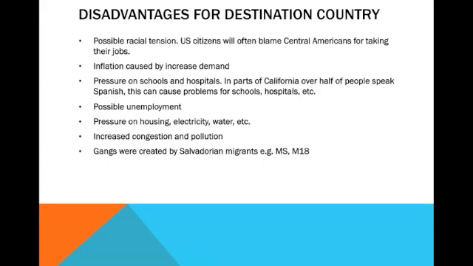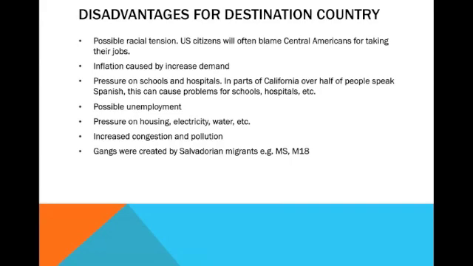Inflation. Think the Great Depression in Nazi Germany. Well, no, it wasn't Nazi Germany back then, but Weimar Germany, whatever. This isn't history. Okay, also another disadvantage for the destination country would be that there would be pressure on schools and hospitals. For instance, in parts of California, over half of people speak Spanish, and this can cause problems for schools and hospitals because you can't really communicate. Also, possible unemployment, because the migrants can potentially be unemployed since they can't really speak the language, for the most part. Also, there may be pressure on housing, electricity, and water since there are more people that need it.